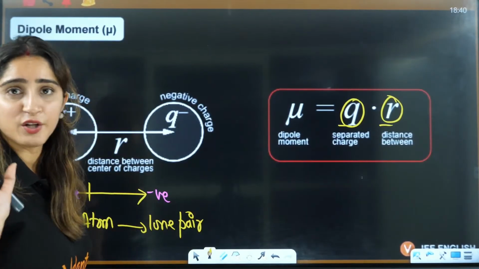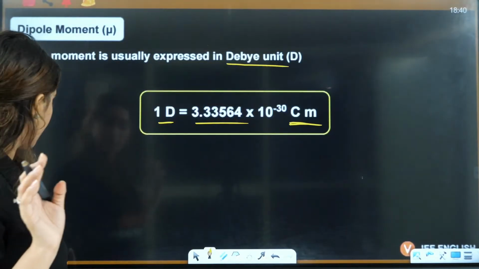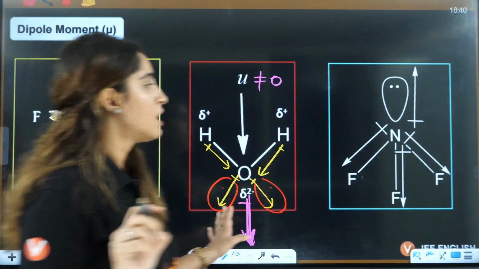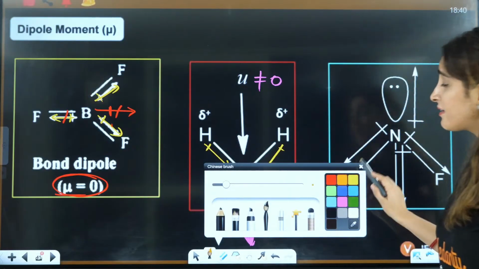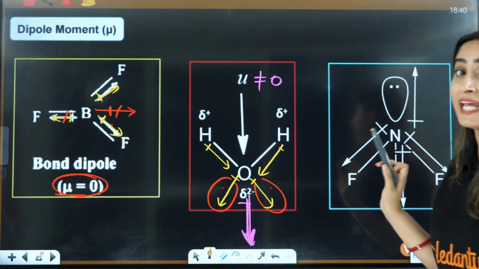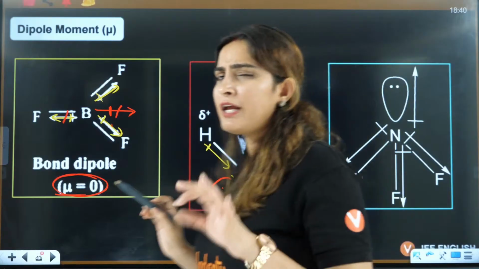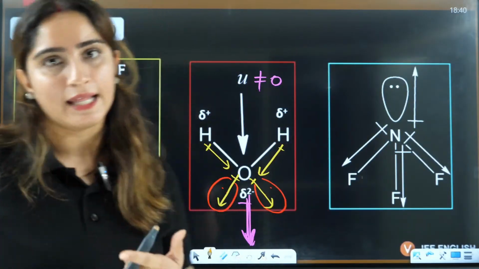This is the only thing that you should remember. The arrows, the vectors you should remember. Now if you talk about NF3, this is a very interesting question based on NH3 and NF3, okay? Very important question based on NH3 and NF3.